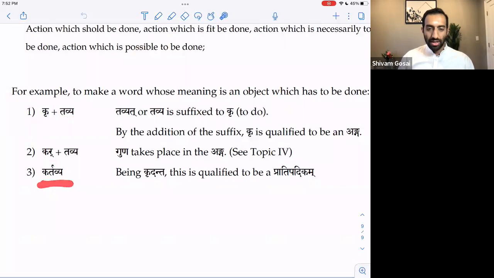So something should be done, right? That's the meaning that we get. Something should be done. It's karmani, meaning what should be done will be told as first case, karmani pratama, to kartavya.